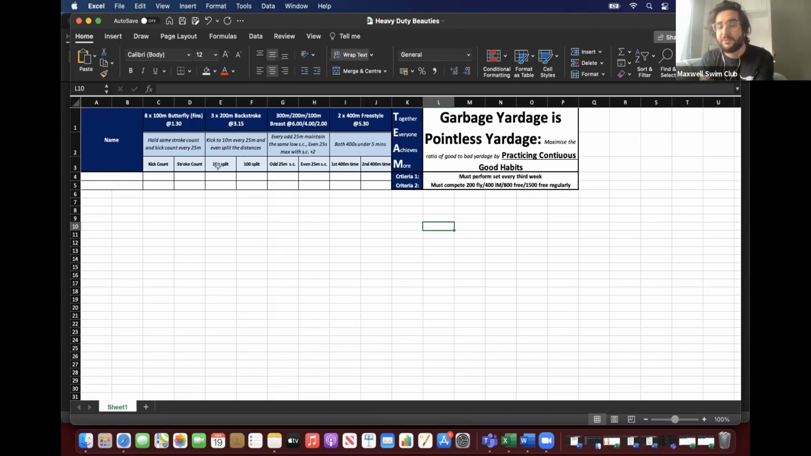The reason that's off 3:15 is because I'm asking them to kick past the 10 every 25 and hold even splitting, so even right across. We go 300, 200, 100, where they're setting the stroke count on the first 25 and then trying to stay within 2 strokes of that when they're going max on the second 25. And then the last 2 400s, just man up and let's go for it. They're trying to get under 4 minutes.